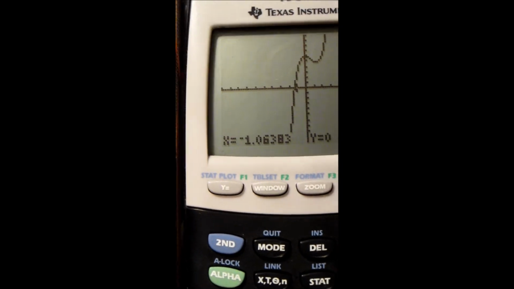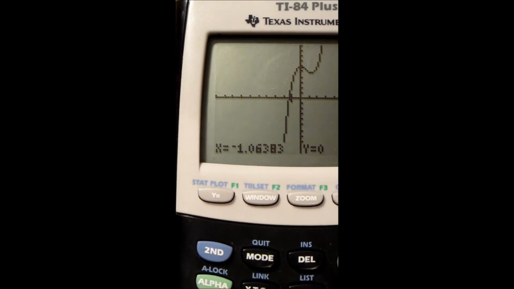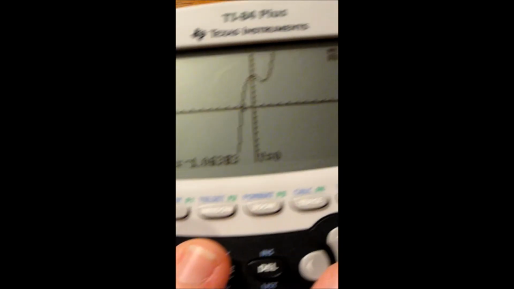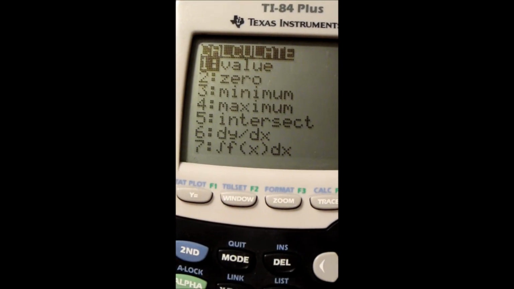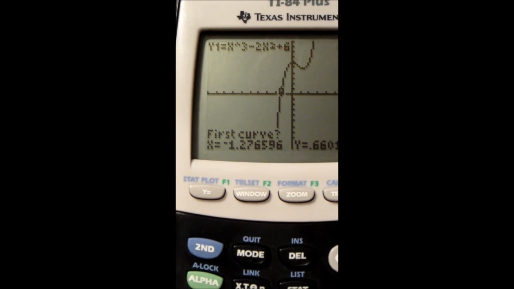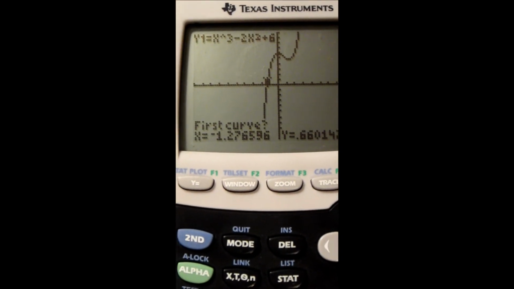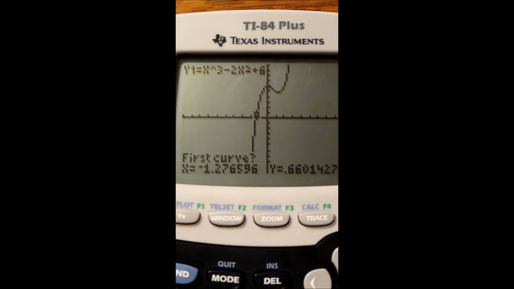And if you have multiple places where it intersects with the x-axis, just do the same thing. Hit second, trace, intersect, and put the cursor on different points, and boom. That's how you find intersections with a TI-84 graphing calculator.